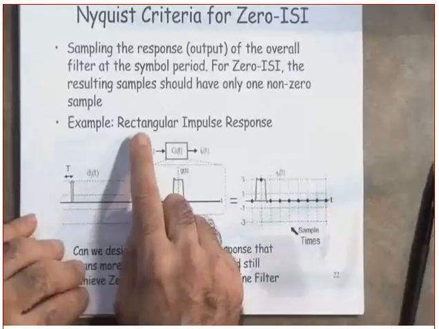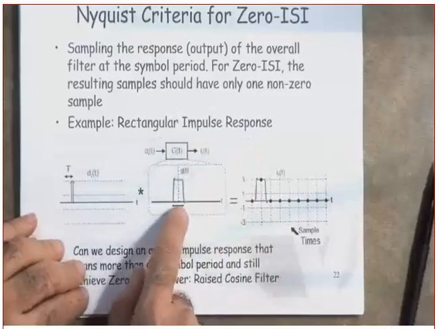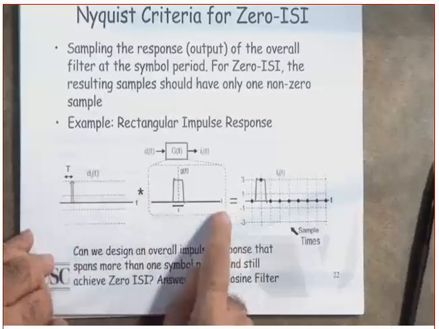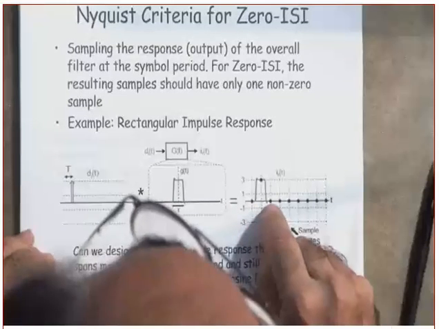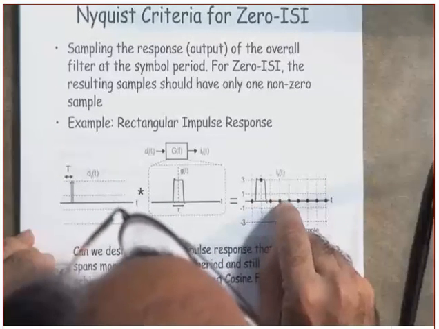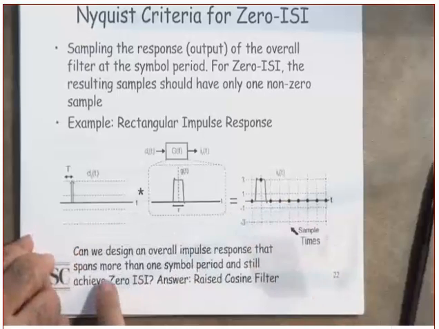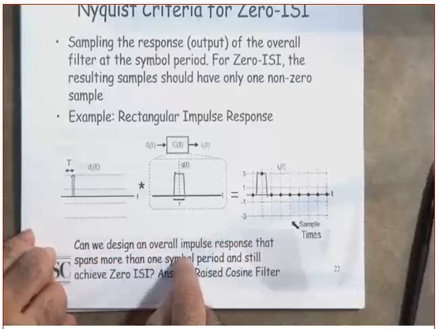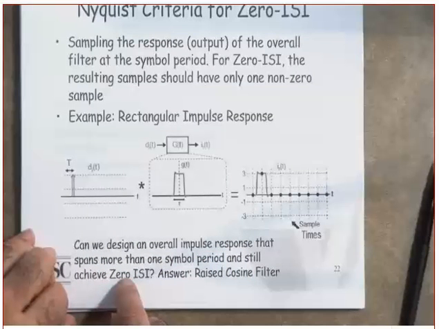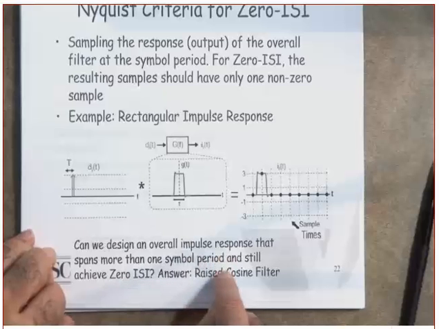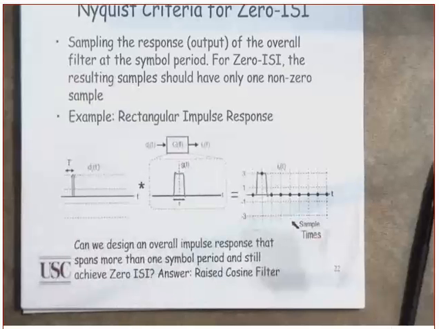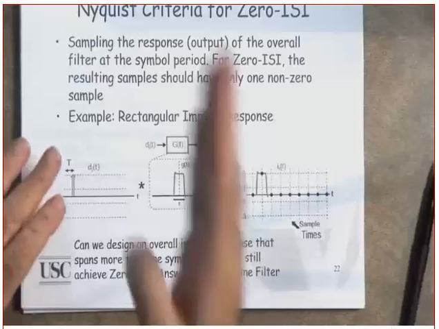So the first one we are looking at is a rectangular impulse response. This is a rectangular impulse response of the filter, G of T. Again, this is the input. What do we get? This is the output. And you can see from here, you are going to get those fluctuations in here. Can we design an overall impulse response such that it spans more than one symbol period and still achieve zero ISI? It means the symbol is stretching, but it does not have any effect on the other symbols if we sample it at the right instants.